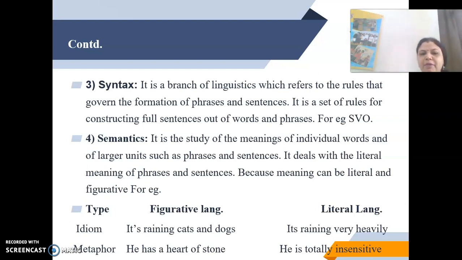If we take an example for semantics, I'm taking the example of an idiom first. The figurative language is, it's raining cats and dogs, but its literal meaning is, it's raining very heavily. If I'm taking the example of a metaphor, he has a heart of stone. He is totally insensitive is the literal meaning of this figurative language.